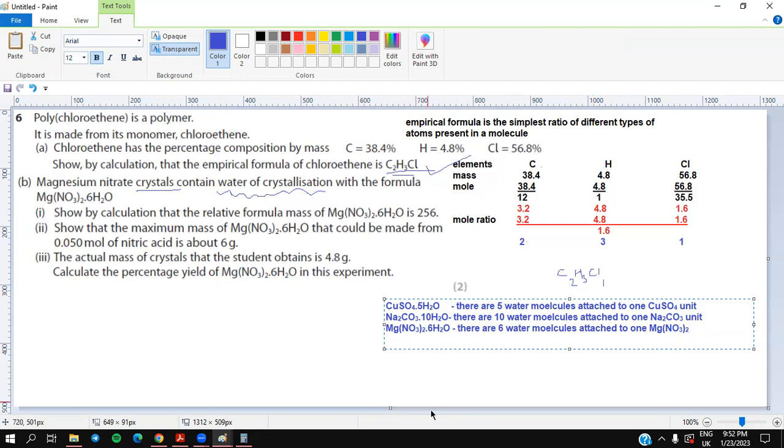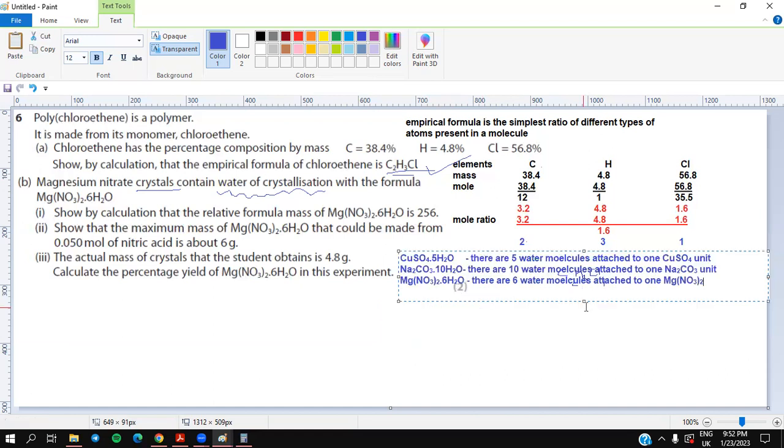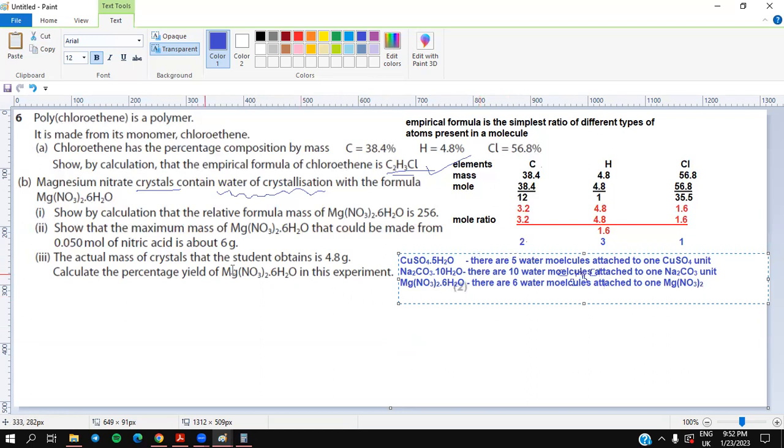Now, again, remember, what is the meaning of these water molecules? 5 or 10 or 6, they are called crystallization water or water of crystallization. We have questions in our papers to find out crystallization water. How many water molecules are there with one copper sulfate? How many with one sodium carbonate? How many with one magnesium nitrate? Likewise, we have calculations. We will see what the first question is.